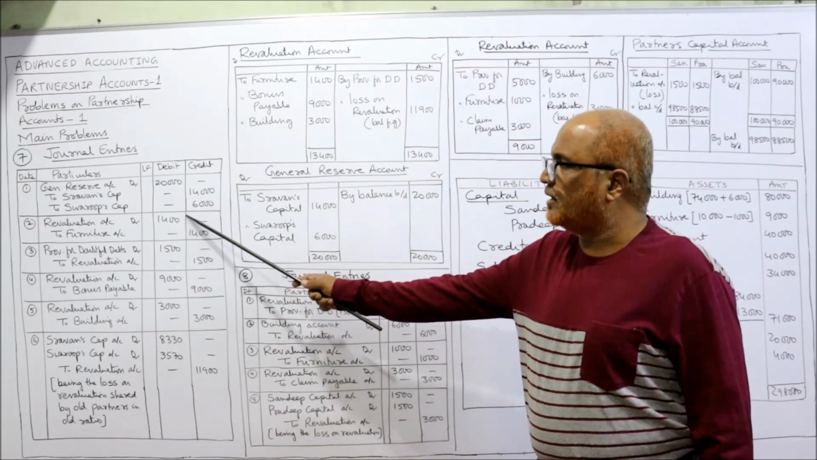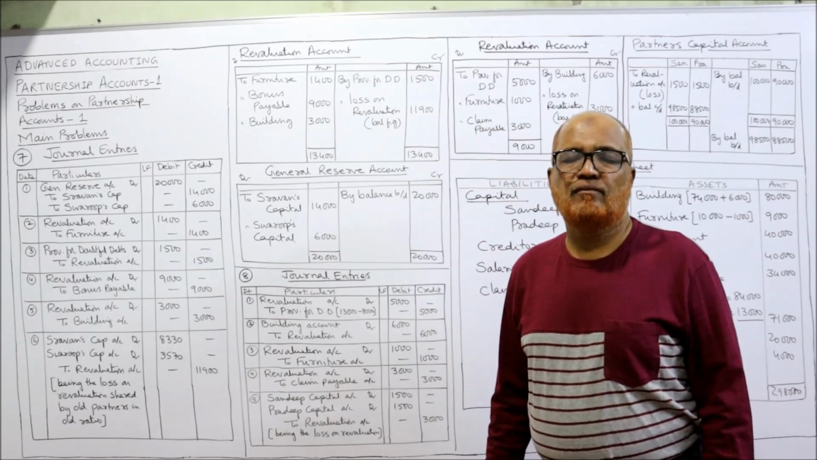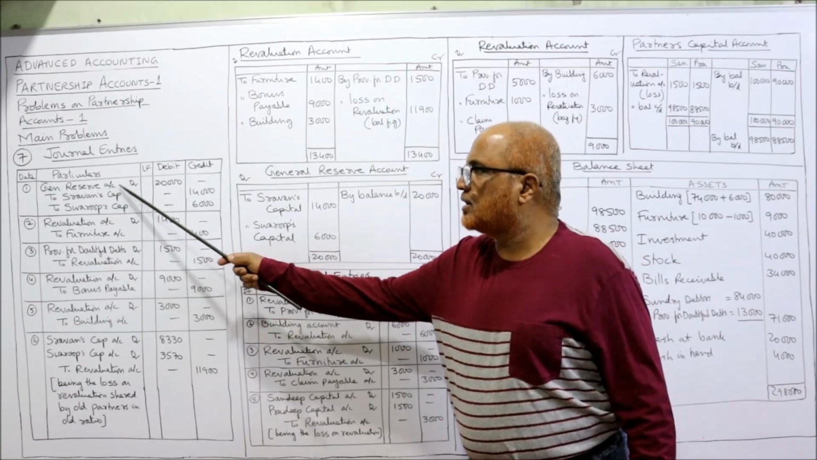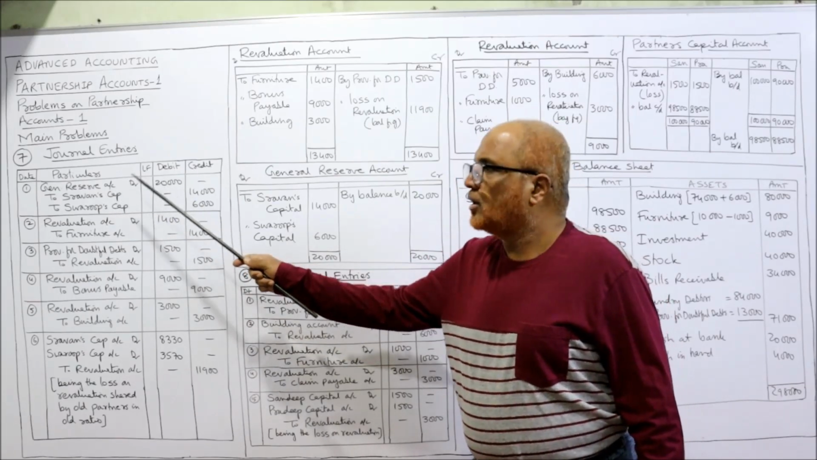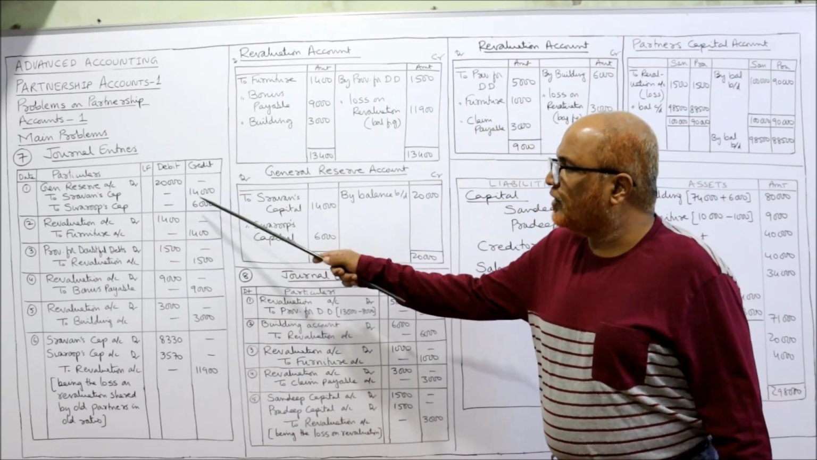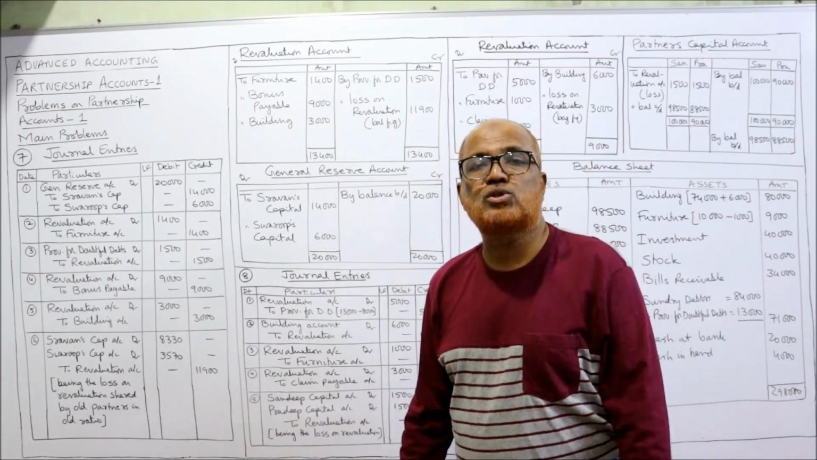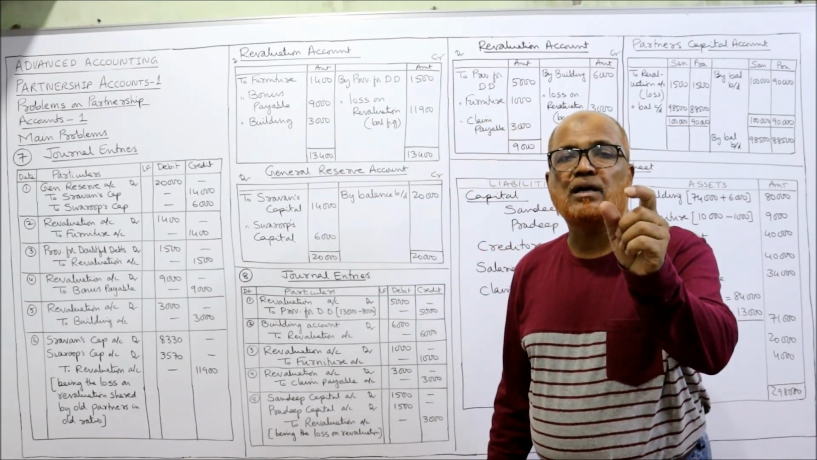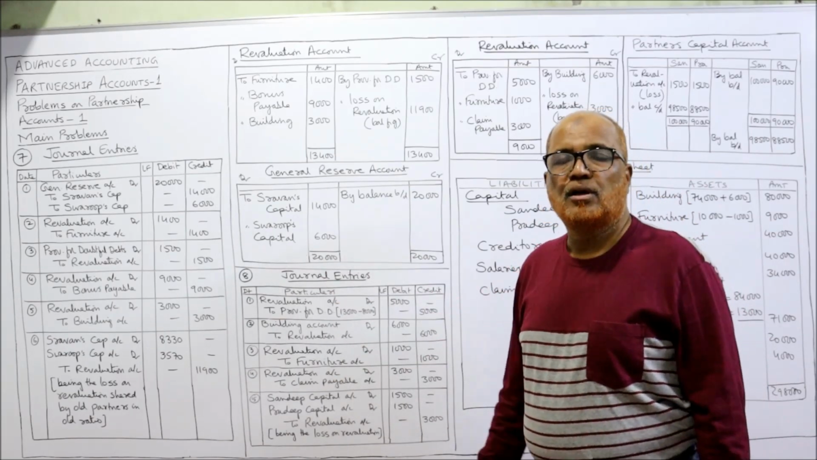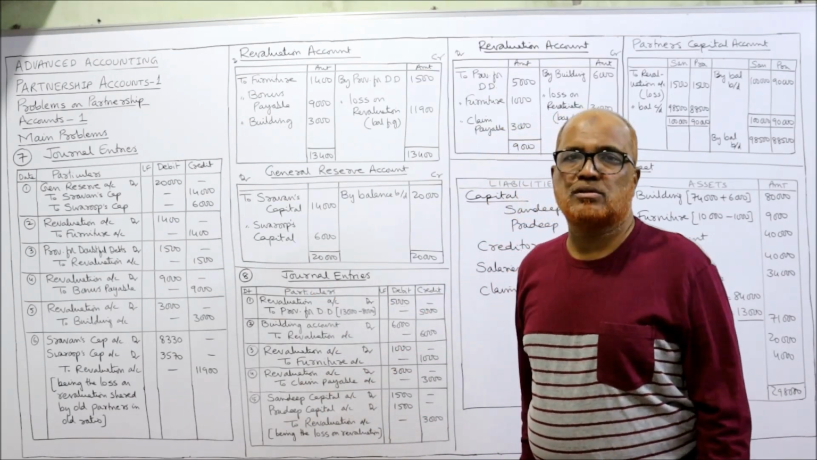So first of all, journal entries. There was a general reserve for 20,000 which will be shared by the old partners. Entry will be general reserve account debit 20,000, to Shravan's capital, to Swarup's capital. How we got this 14,000 and 6,000? The profit sharing ratio is given as 7:3. So 20,000 into 7 by 10, you will get 14,000. 20,000 into 3 by 10, you will get 6,000.